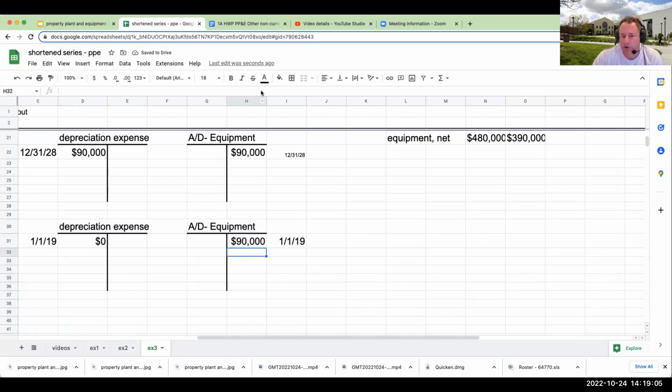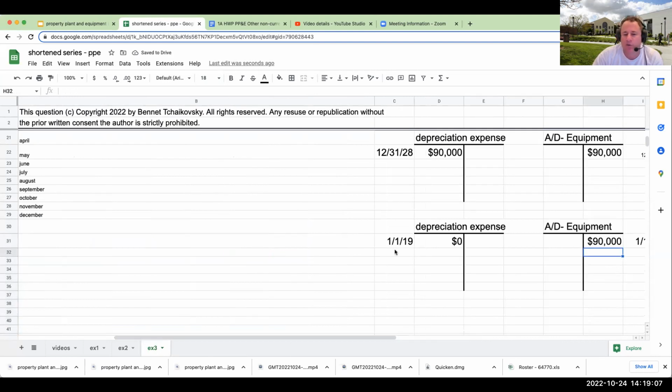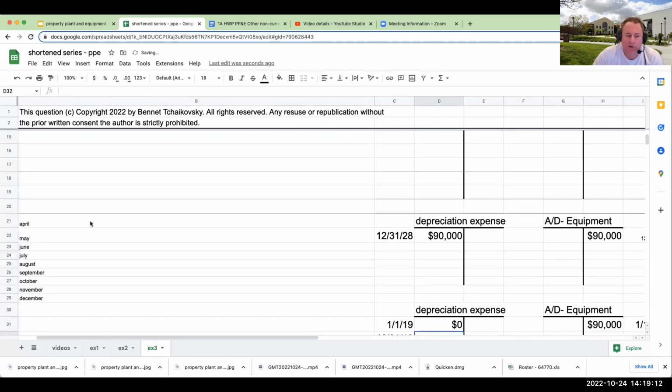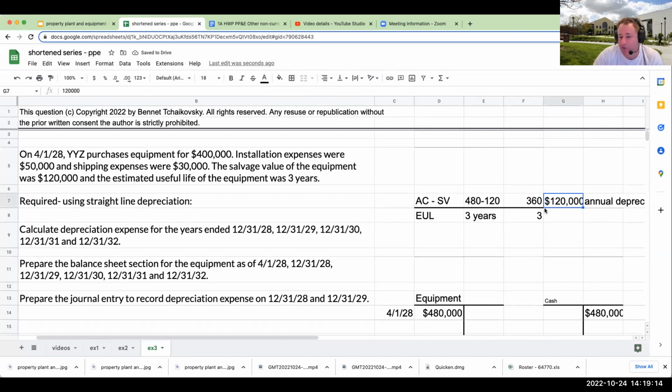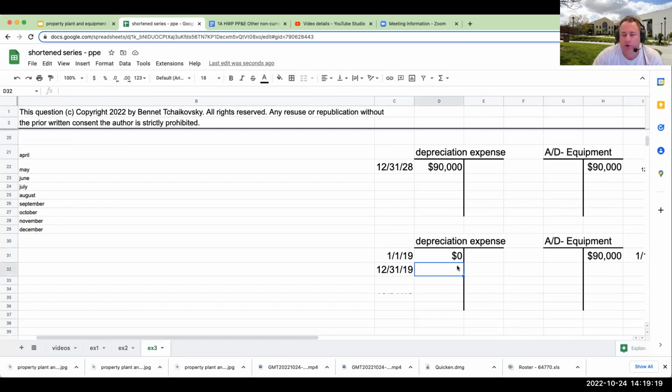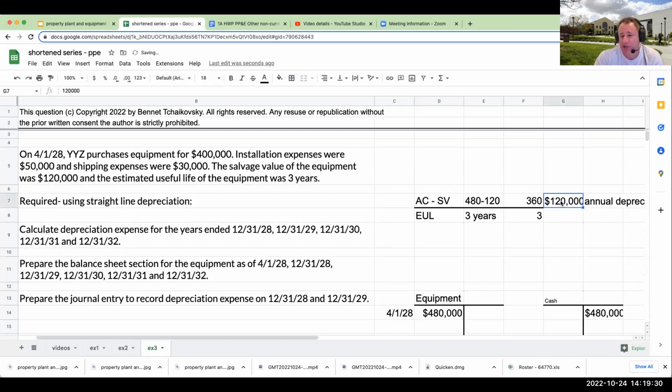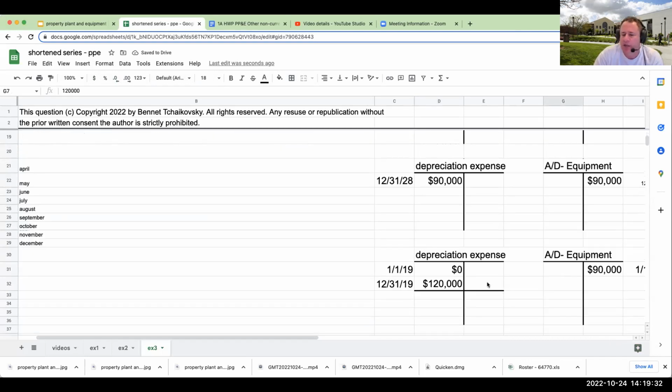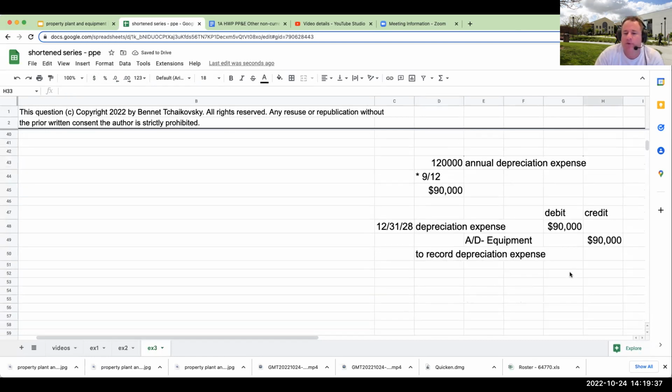okay, so my next part is, how much depreciation do I record for the year 12/31/19? Well, I used it for the entire year. This is a 3-year asset. I used it for the entire year. So I'm going to record depreciation expense of 120,000. So my total depreciation expense for the year is going to be 120,000. Once I compute the annual amount, it doesn't change. It's straight line.